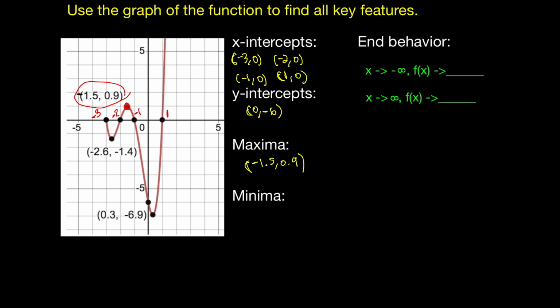Now the minima is very similar, but this time we're going to get the low points of the graph. If we look at the function, we can see that that happens at 2 places, right here and right here on the right. So here, my local minimum is at (-2.6, -1.4), and my second minimum is going to be at (0.3, -6.9).